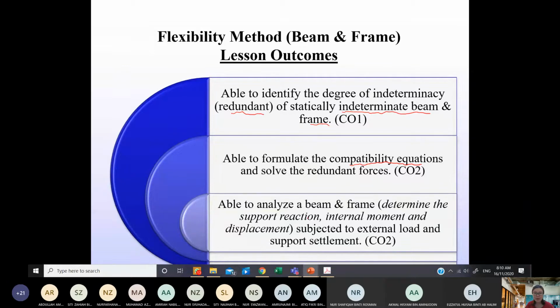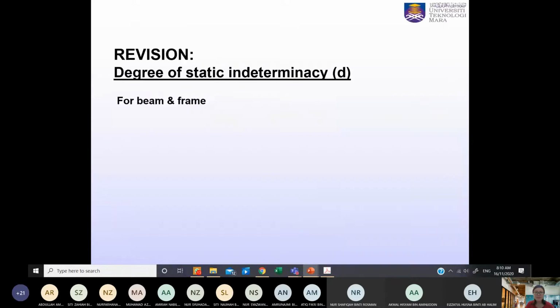Then we should be able to determine the support reactions, moments, and also the displacements subjected to external load and support settlements. In this case, we don't commonly deal with temperature effect or fabrication error, but support settlements are still covered here. We will have a look at an example this week.